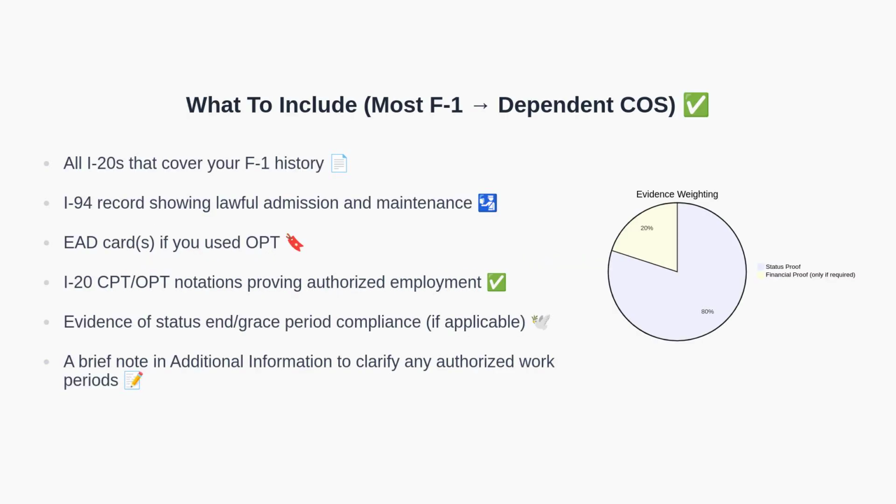In a typical F-1 to dependent change of status, include all I-20s that cover your history, your I-94 record, EAD cards for any OPT employment, and the I-20 notations that confirm CPT or OPT authorization. If relevant, include evidence that you complied with the grace period rules. Finally, you may add a concise, factual note in the additional information section to clarify dates or authorizations. This keeps the focus on status maintenance.